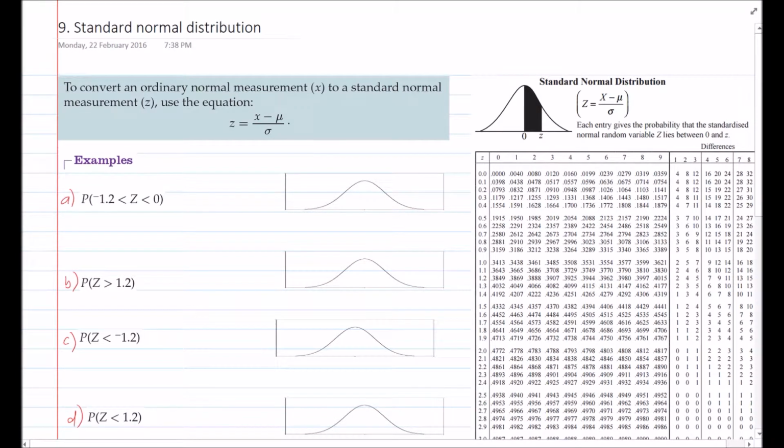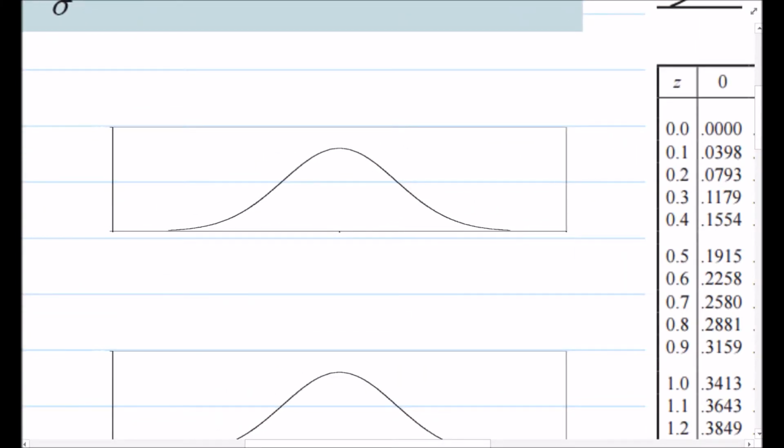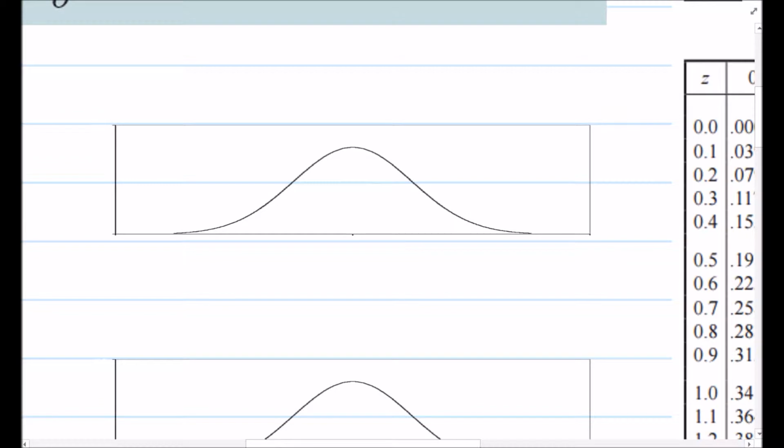Hi everyone, in this video we're going to look at applying the standard normal distribution. Remember I talked before about the bell curve, so here's a bell curve. But when we're talking about the standard normal distribution, the mean is 0 and the standard deviation is 1. So this is what we call a standardized normal distribution.